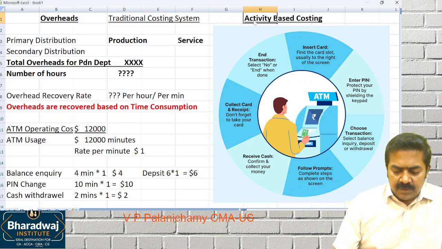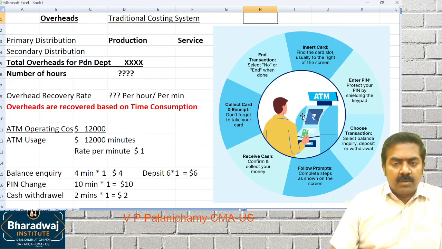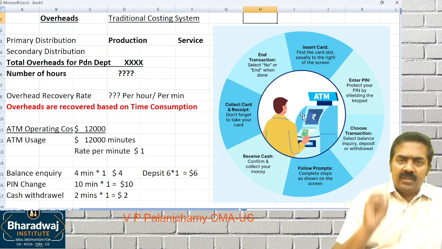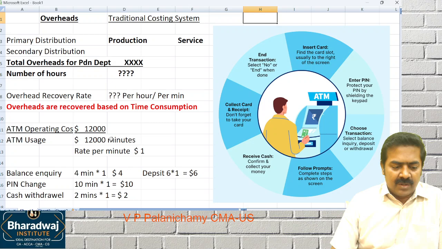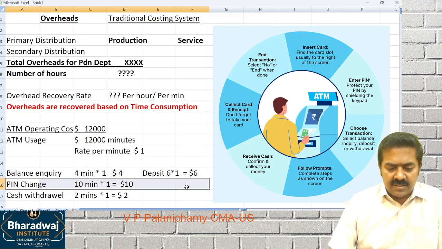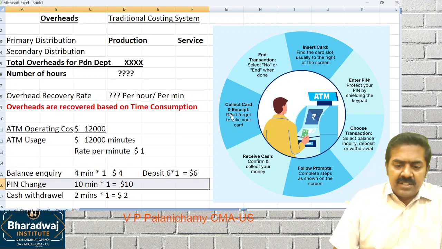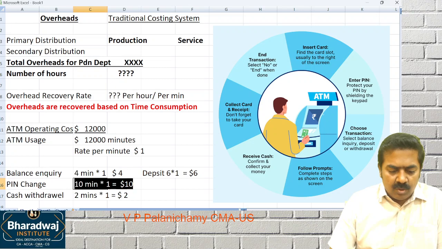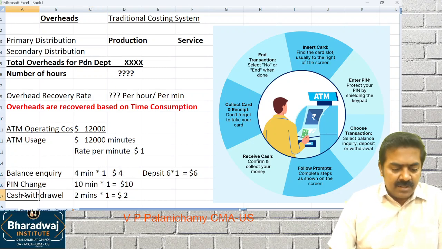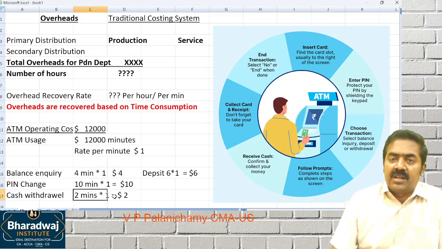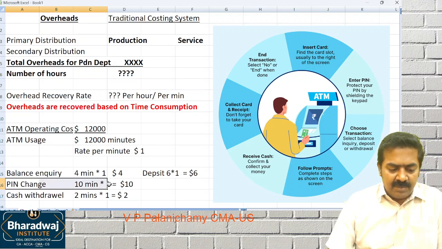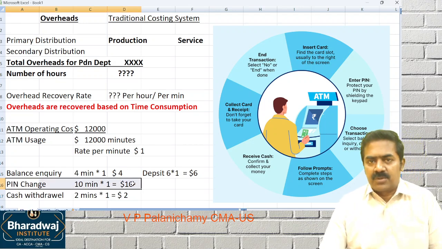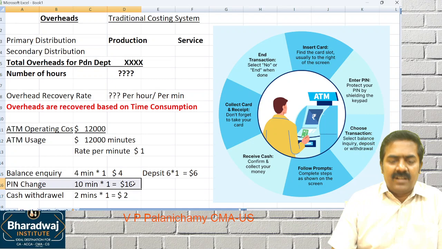So if a person is using an ATM, whatever the purpose of using it, if you go by time-based recovery of overheads, you will charge the customer like this. Is it proper and logical to charge a customer like this? For example, a person going for a PIN change takes more time, so you charge more, and a person who quickly withdrew cash, you charge only $2. A PIN change consumes no resource. Just insert the card, change the PIN and come out, that's all.